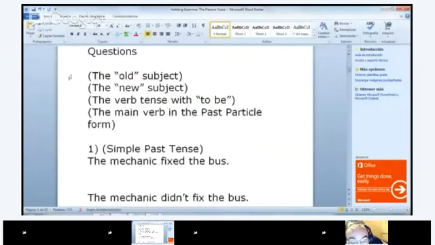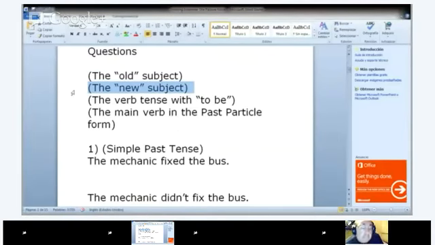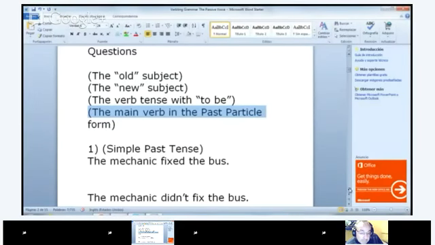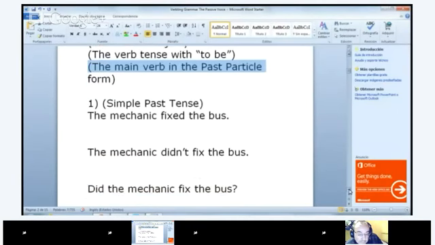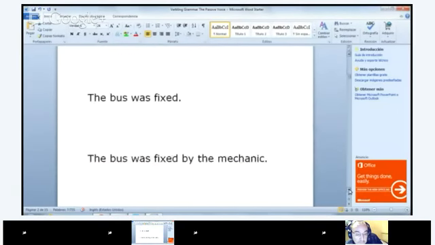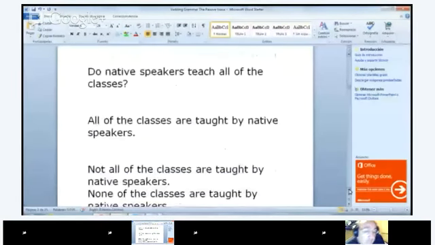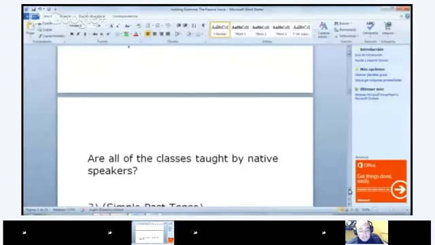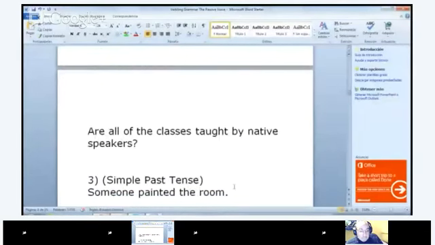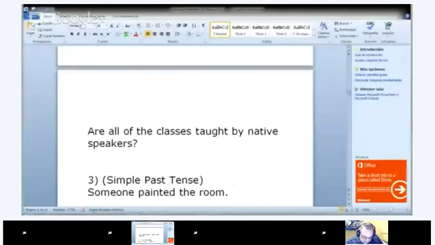So we're looking at the old original subject, the new subject that we want to focus on, the verb tense that uses the verb to be, and then the main verb, the most important verb in the sentence, as the past participle. All right, so let me go on to example 3, and let's keep going with another example. I'm hoping that if I can show you two or three more examples, your understanding will be better. So this is the next sentence: someone painted the room.